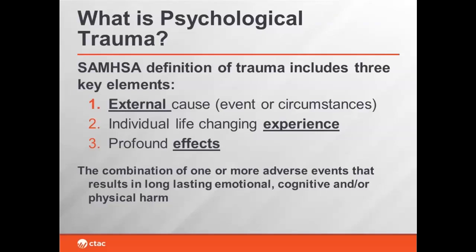But that second E is the critical piece because it also explains why two people can be exposed to the same exact event or set of circumstances, and one person can come away feeling relatively less affected, and someone can come away with some serious effects. So that individual subjective experience of the event is critical for understanding trauma and its effect.